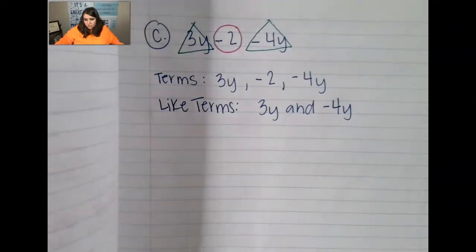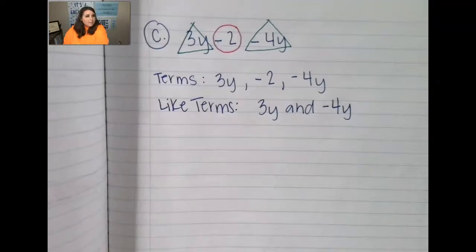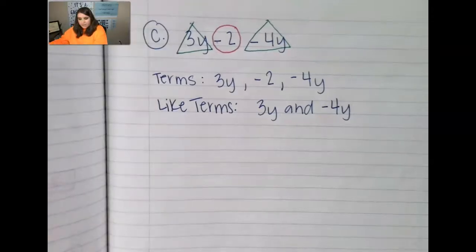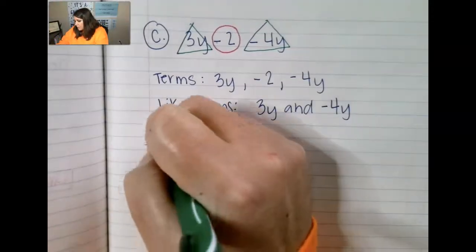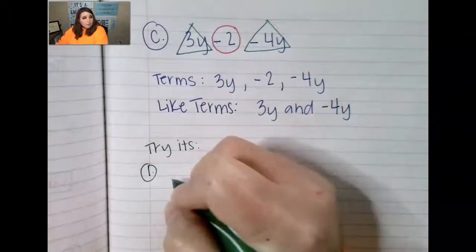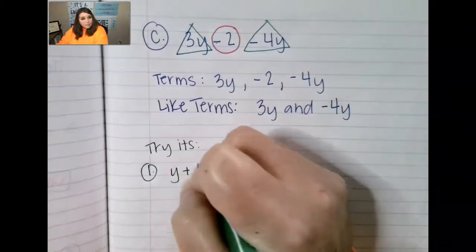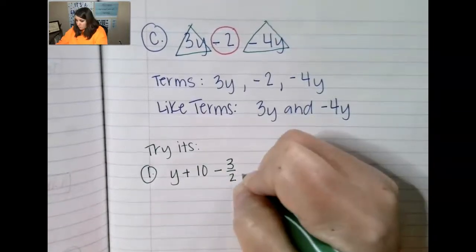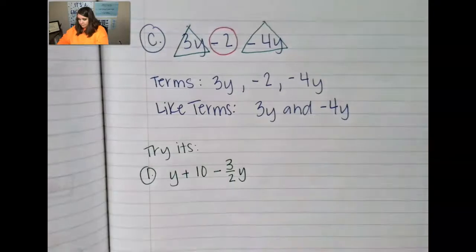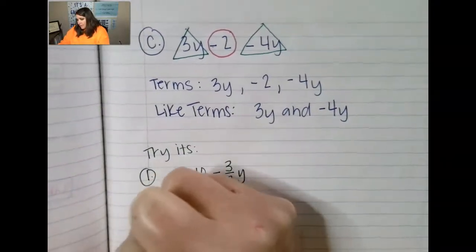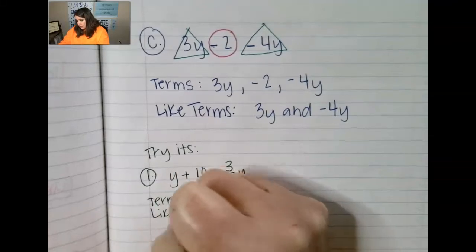All right, it is your turn now for 2 try-its. And of course, one of the ones they give you has a fraction, and that's okay, doesn't matter. Here is try-it number 1: y plus 10 minus 3 over 2y. I want you to identify the terms and the like terms.